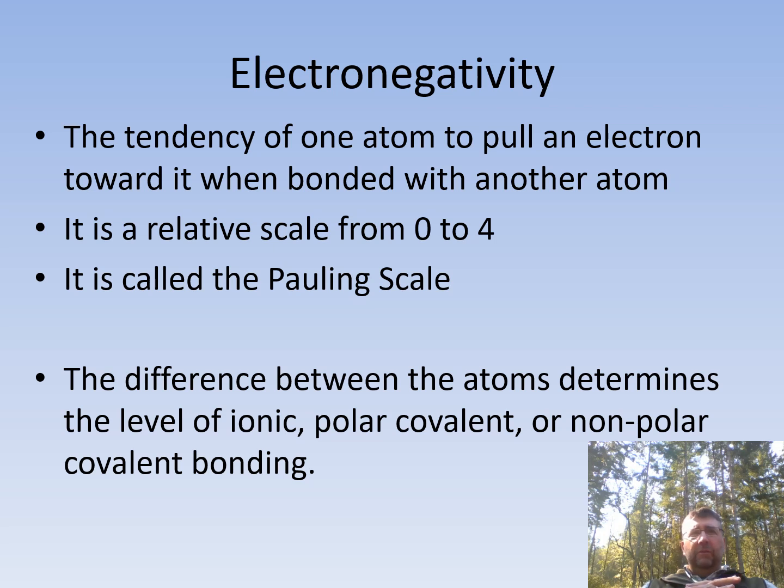The difference between the pull of the atoms will result in whether that bond is ionic, polar covalent, or non-polar covalent. So we classify chemical bonds into these three categories: ionic, polar covalent, and non-polar covalent.